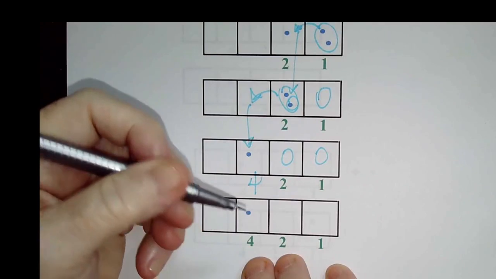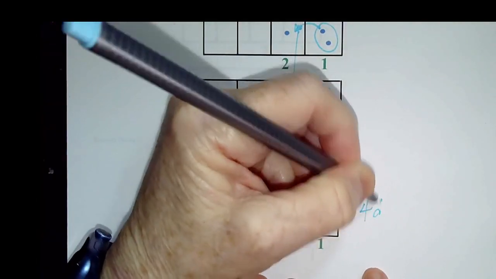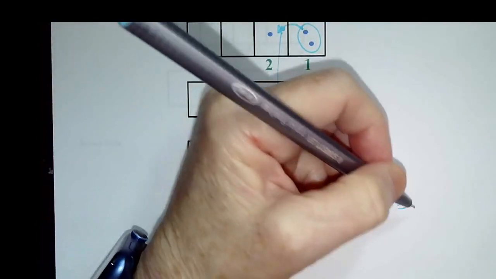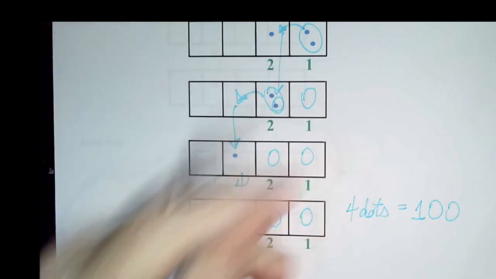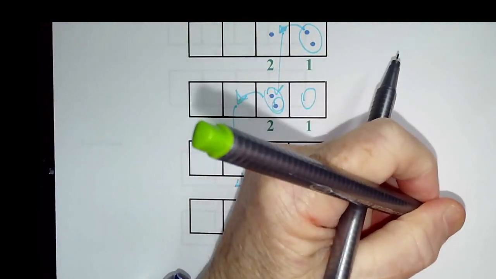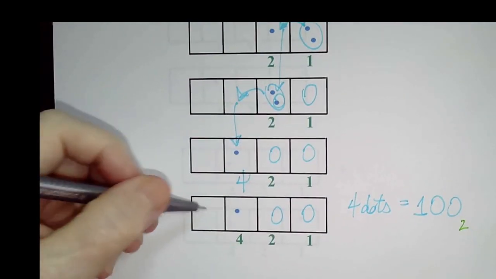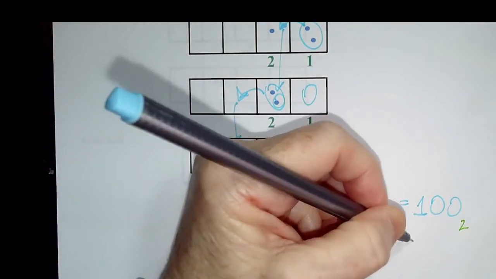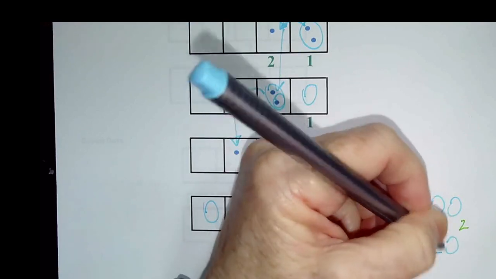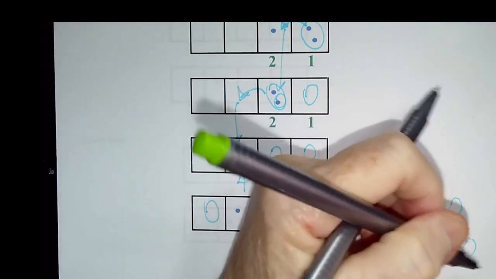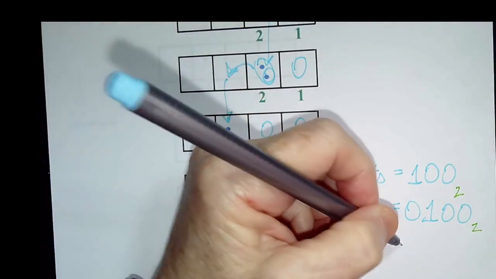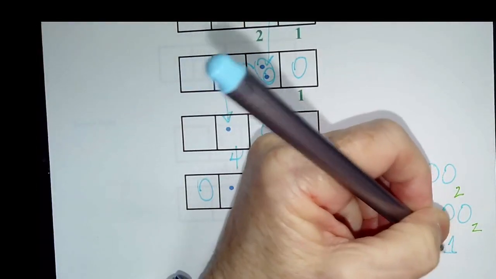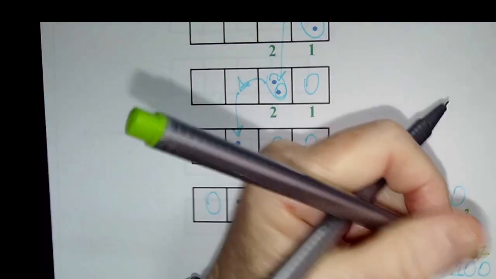And in fact, we can write that 4 dots is the same as 1, 0, 0, base 2, and that's exactly the same as 0, 1, 0, 0, base 2. But the number of zeros out front doesn't matter. 0, 0, 0, 1, 0, 0, base 2.